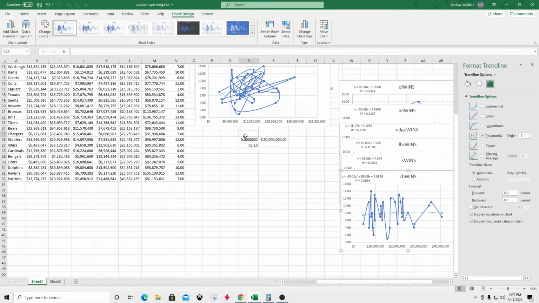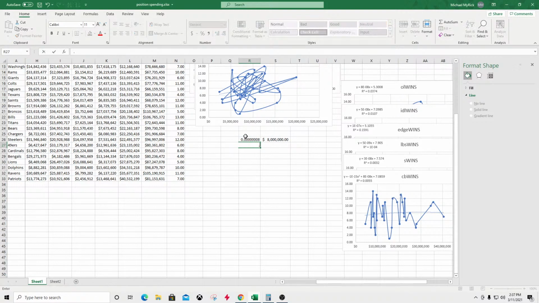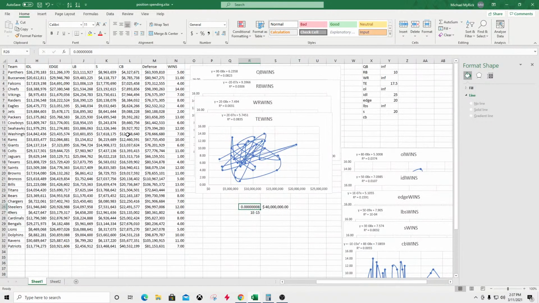All right, there is a sweet spot. 1, 2, 3, 4, 5, 6, 7, 8. 1, 2, 3, 4, 5, 6. Oh, I could have just changed that, huh? Because the last one was 15. 40 million? Except that number makes no sense.